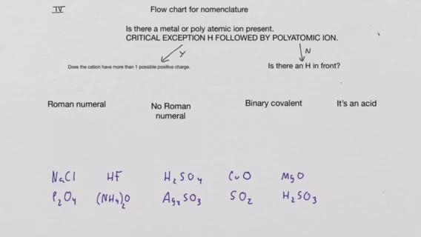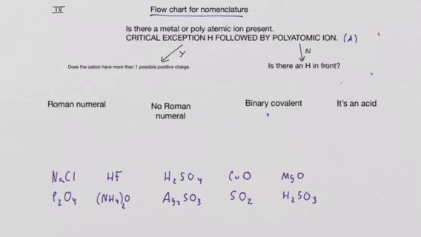So this is essentially a flow chart for nomenclature. And you start by asking yourself questions almost like it's a computer program. So is there a metal or a polyatomic ion present? Critical exception, H followed by a polyatomic ion. That's going to be an acid, and that kind of throws a little monkey wrench into the neat flow chart. All right, so is there a metal or polyatomic ion present?